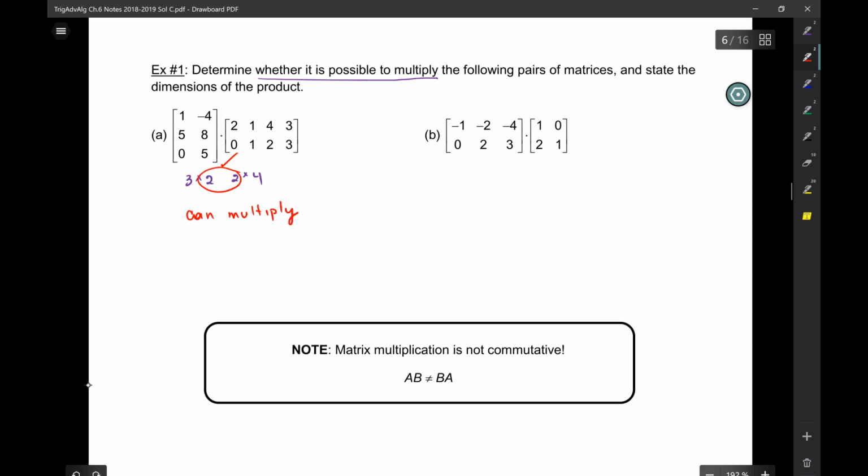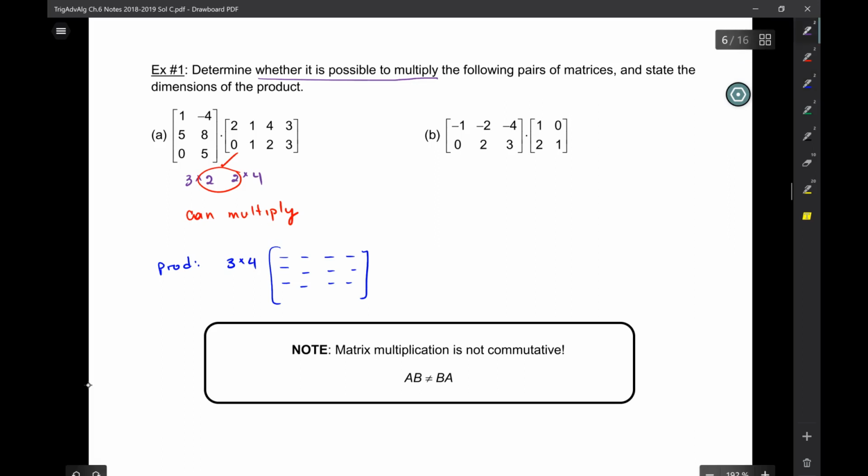And now the other question is, once you multiply, what dimension is the product going to have? 3 by 4. So once you multiply it, the product is going to have 3 rows, 4 columns. That's what it's going to look like.